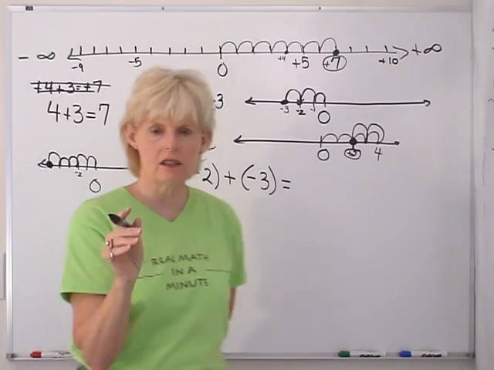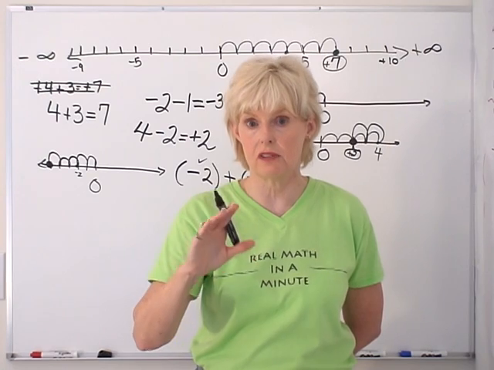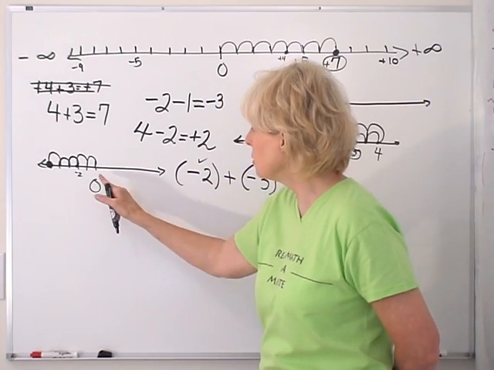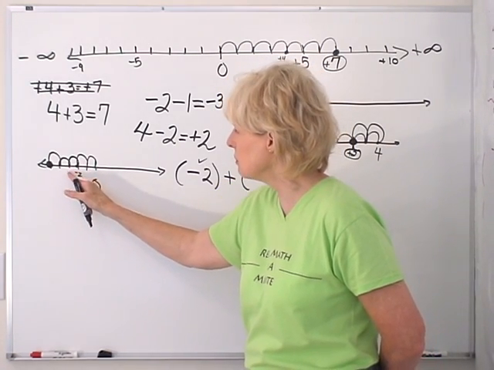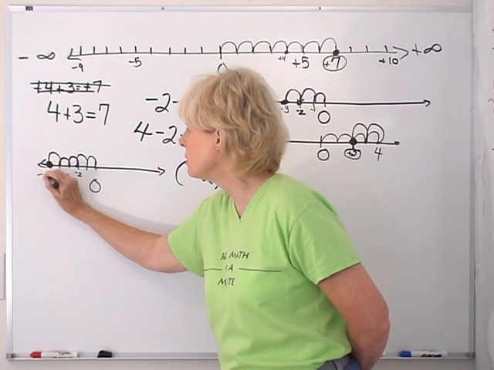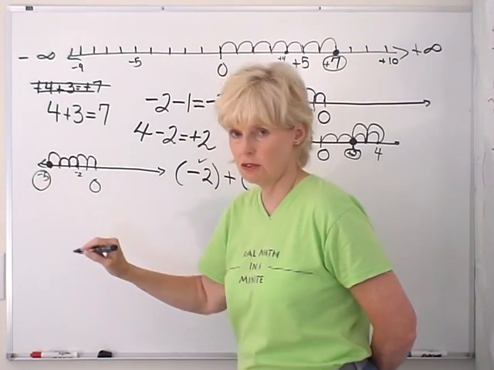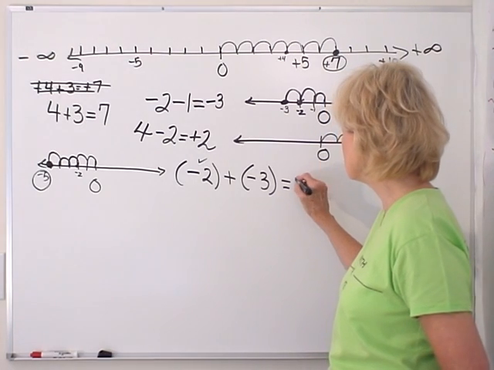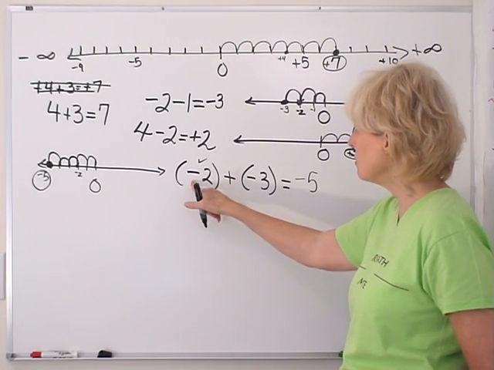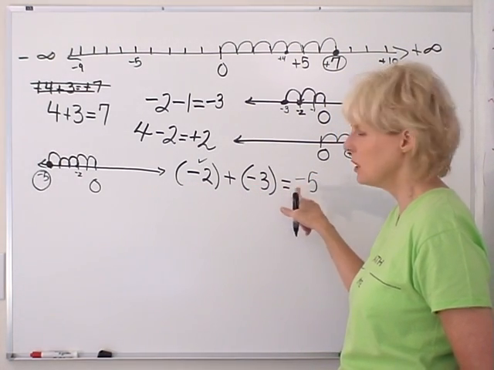So this would be our answer. Where you land after all of your movements, that's your solution. Well, we're at 0, negative 1, negative 2, negative 3, negative 4, negative 5. So our solution, our sum, is negative 5. So when we added a negative and a negative, we got a negative.